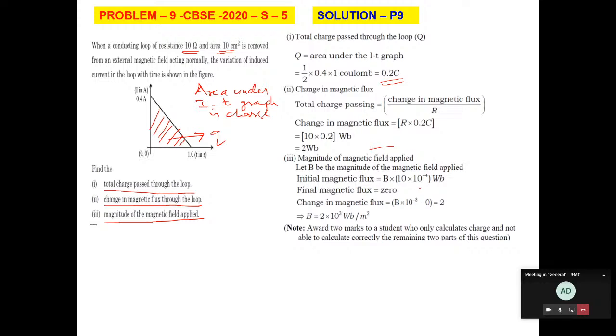Like that, we can do all these things. It is a very simple thing if you know all these basic equations. These are all previous CBSE questions.